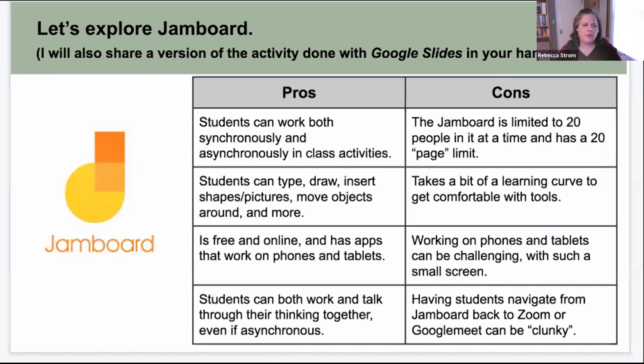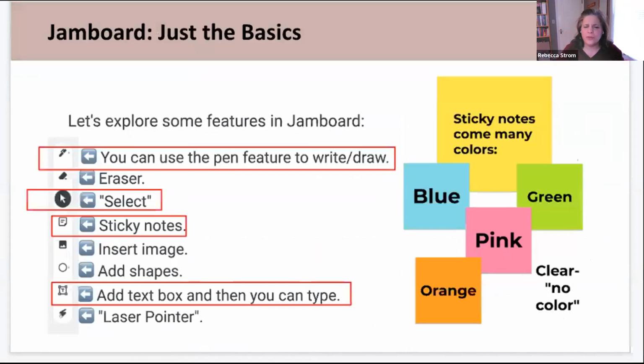When you're in Jamboard, you have some tools. So these are the super light basics. The ones that we're going to use the most are the pen if you want to draw. There's a select button or an arrow that you click on so that you can move things around. The sticky note is one to write things on, or you can simply create a text box to write on the page. There are other features, but we're just going to keep it crazy simple today as we work through.